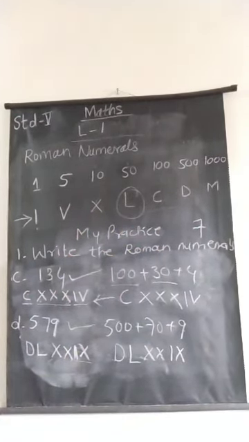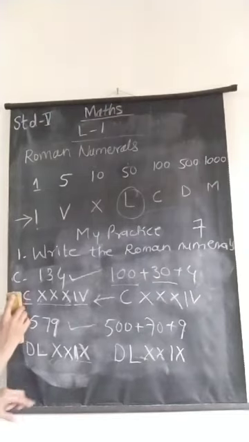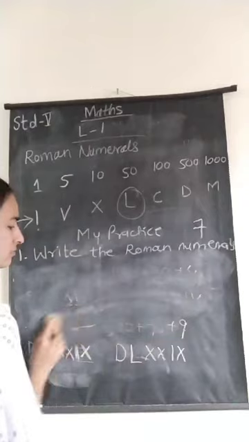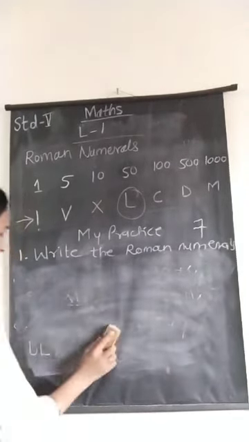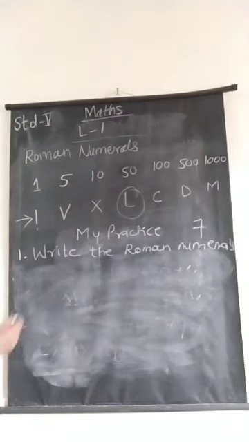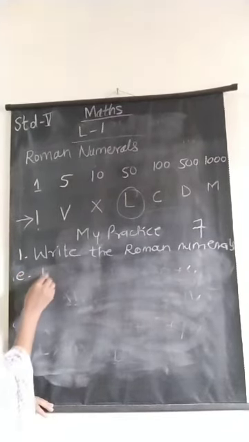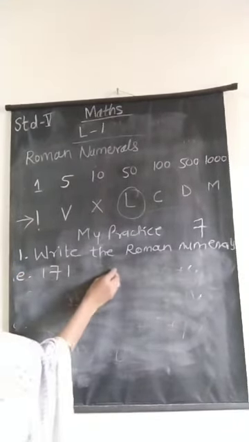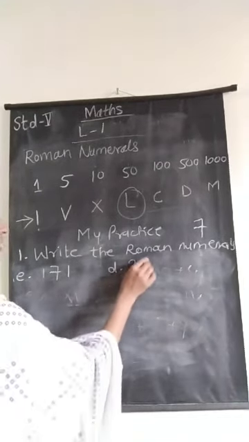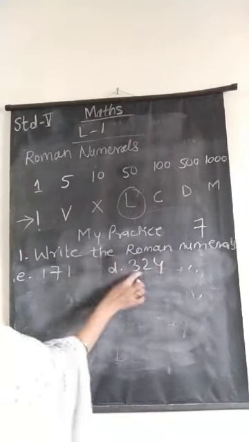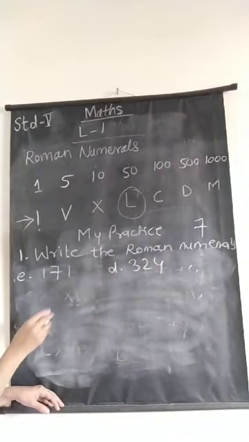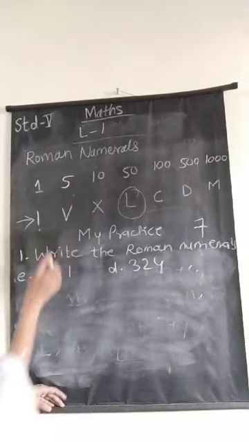Okay, take one more example. Suppose the question is for thousands. Now, two questions I will be giving for you. Question number E, 171. And question D is 324. These two you have to write in Roman numerals. Pause the video and write these two with the help of this.